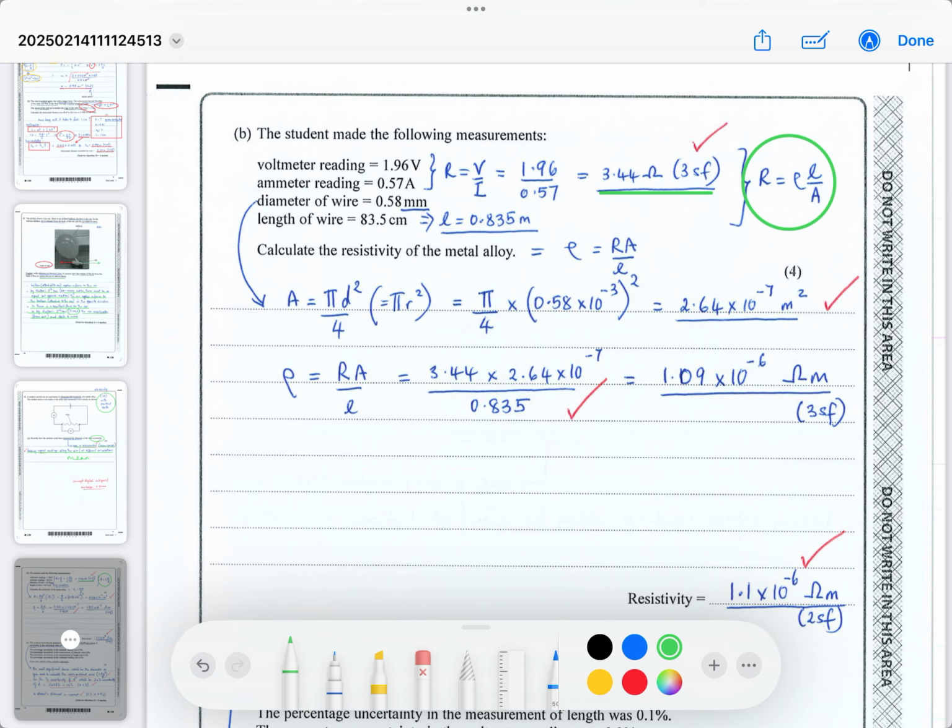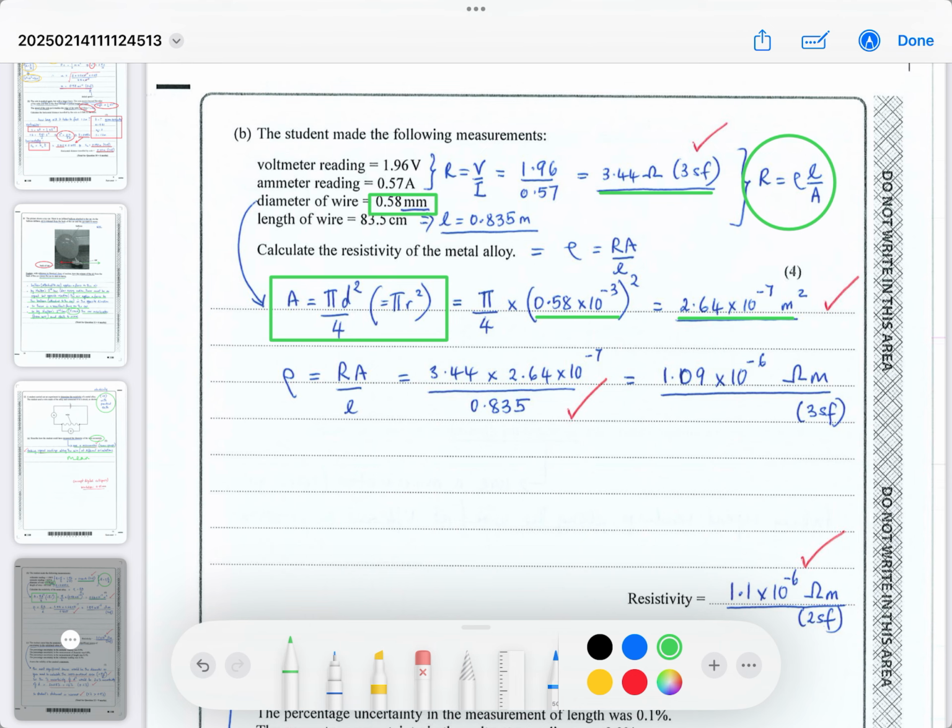The diameter of the wire is given in millimeters, so you need to change that into meters. You should use standard form, so 0.58 millimeters is 0.58 times 10 to the minus 3. Why am I doing that? Because you need the diameter to work out the cross-sectional area of the wire, which is pi r squared. But if you're mathematically proficient, you know that's equal to pi d squared over 4, which is a neater way of showing your work. If you put pi d squared over 4, you'll see that you come up with 2.64 times 10 to the minus 7 meters squared.